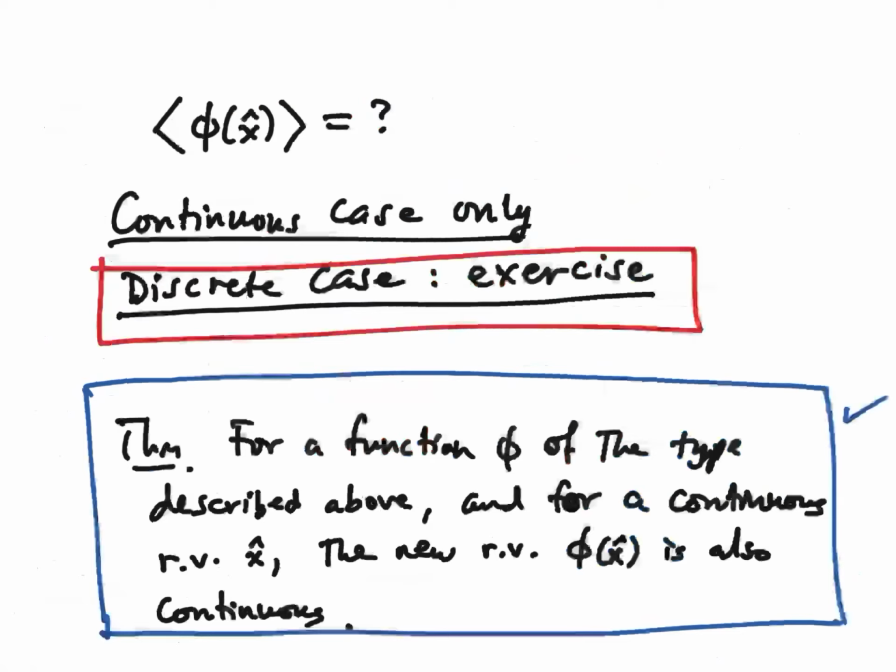Great, okay, so when you go to do this exercise about the discrete case, you should start with a similar theorem for the discrete case. Your theorem should say, for a function phi of the type described above, and for a discrete random variable x hat, the new random variable phi of x hat is also discrete. So it's the same theorem except that both instances of the word continuous should be replaced by discrete.